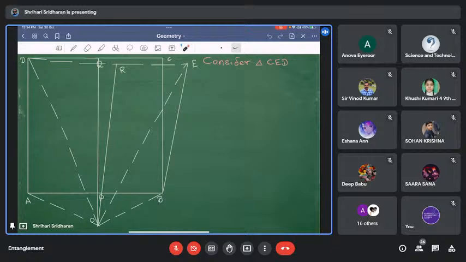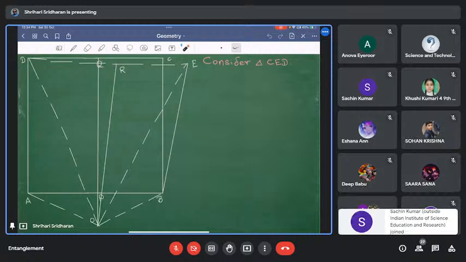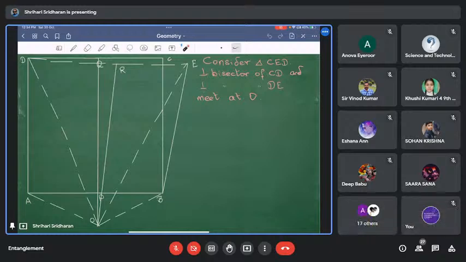I am looking at the triangle CED. It's a tiny triangle, you know. But nevertheless, the perpendicular bisector of the side CD and the perpendicular bisector of the side DE meet at O. You know the perpendicular bisectors of all three sides of a triangle meet at a point. What is that point called? Orthocenter. Wonderful. That's called the orthocenter.